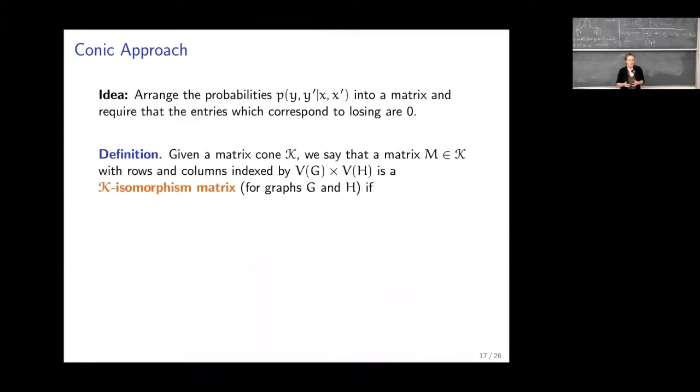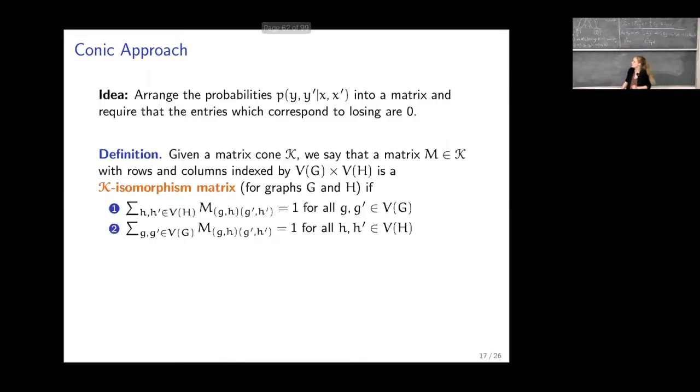So I want to define this K isomorphism matrix. Suppose I have some cone K, and then I'm going to say that a matrix M is a K isomorphism matrix, and this will be a matrix whose rows and columns are indexed by pairs of vertices, one vertex from graph G, one from H, if the following conditions hold.